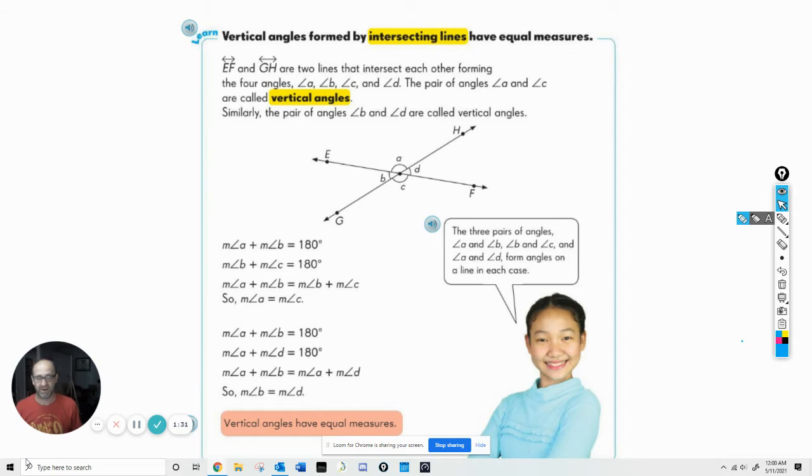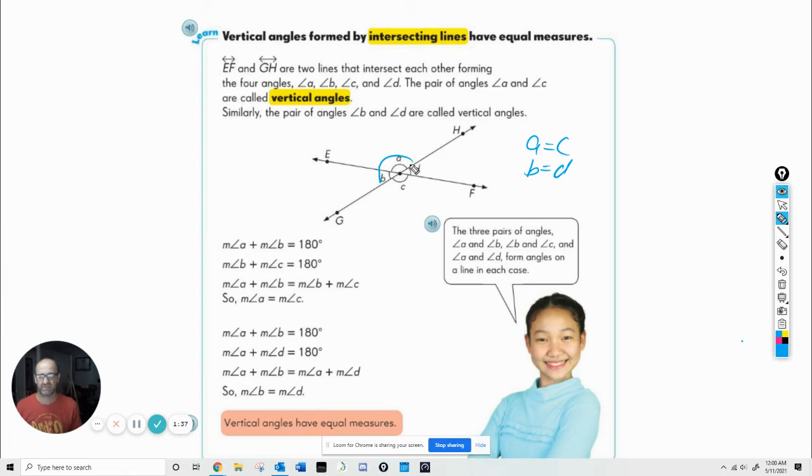B and D are equal. So A equals C, B equals D. Then you also know that that's 180. Hang on, mind blown. That's going to be 180. You can see the yellow, trust me. And that's going to be 180.